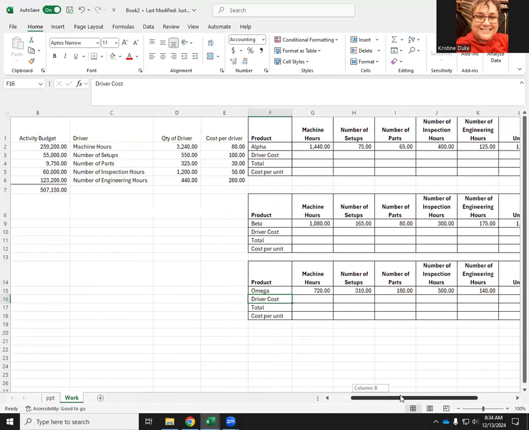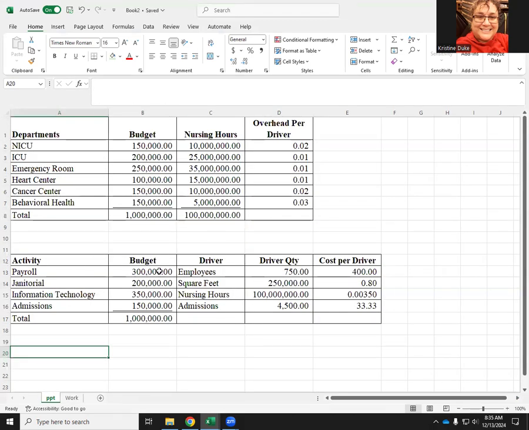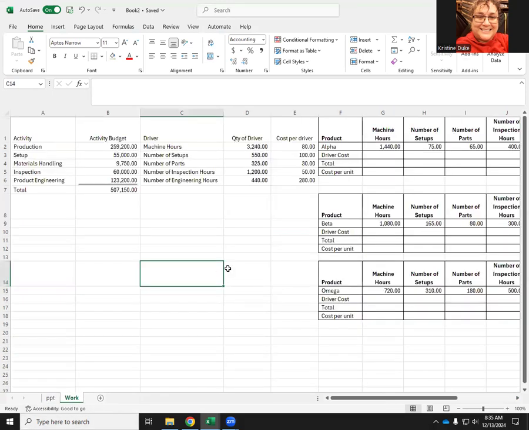Okay, so we have been told exactly in this situation, and I have it in the PowerPoint. I think it's right over here. And it tells me here's the information. That's a budget overhead per driver. It's not the right one. It's another problem I had in there for you.